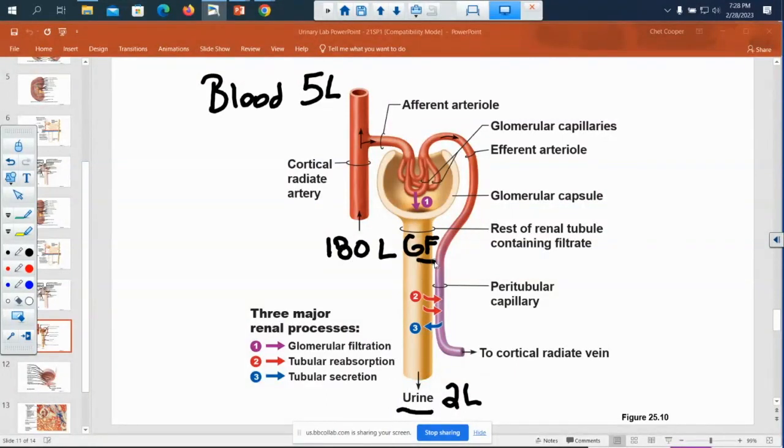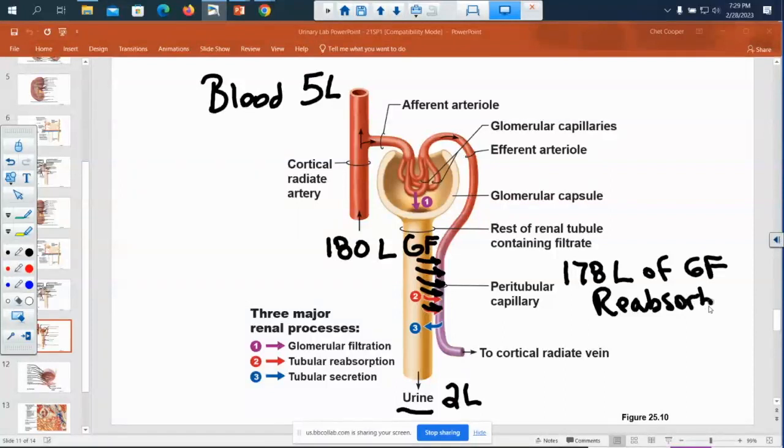Watch this. Name that process. Very good. That's reabsorption. That's all number 2. Okay. And how much is reabsorbed? And what's it reabsorbed by? By the blood. Peritubular capillaries, to be specific, the capillaries, but it's by the blood. Remember, reabsorbed means into the blood.